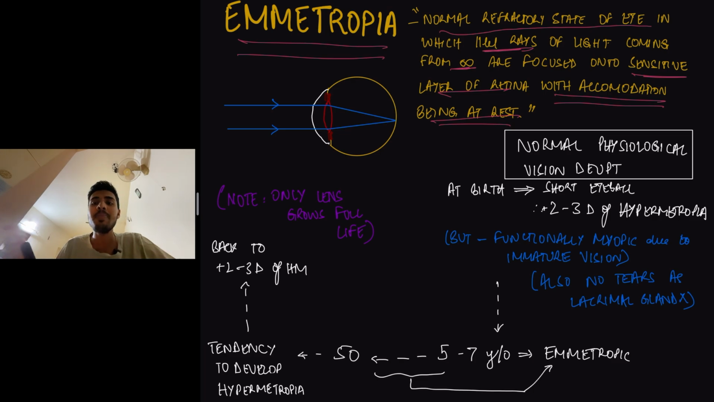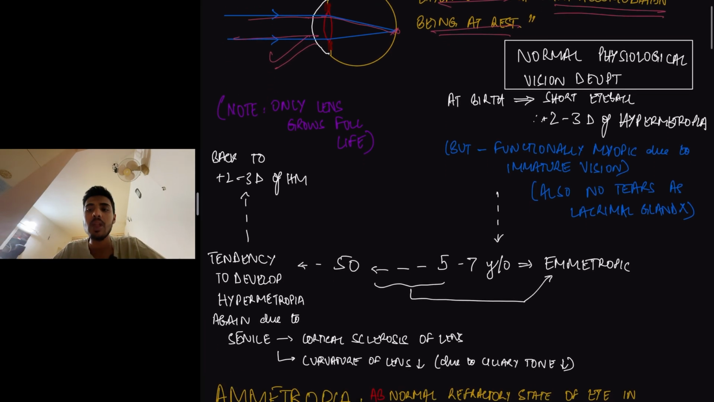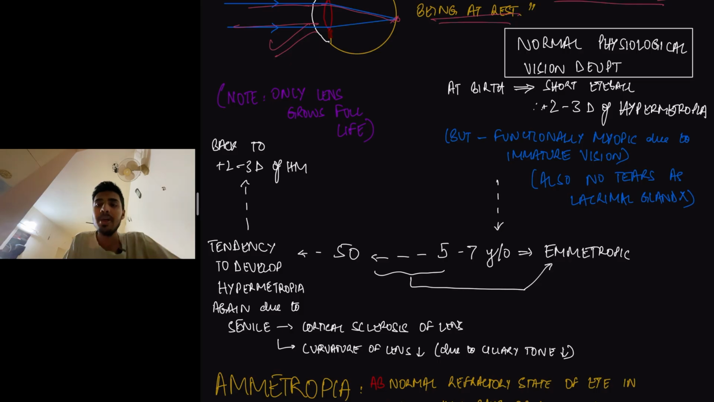So basically what happens? Parallel rays of light coming from infinity are focused onto the sensitive layer of the retina with the accommodation being at rest. As you can see in this diagram, the parallel rays of light are coming, and they're getting focused onto the retina. Now, normally in our eye, it is important to remember that at birth, our eyeball is very short. So because our eyeball is very short, there is 2 to 3 diopters of hypermetropia. I'll come to what hypermetropia is. Basically, the light rays are being focused behind the retina.